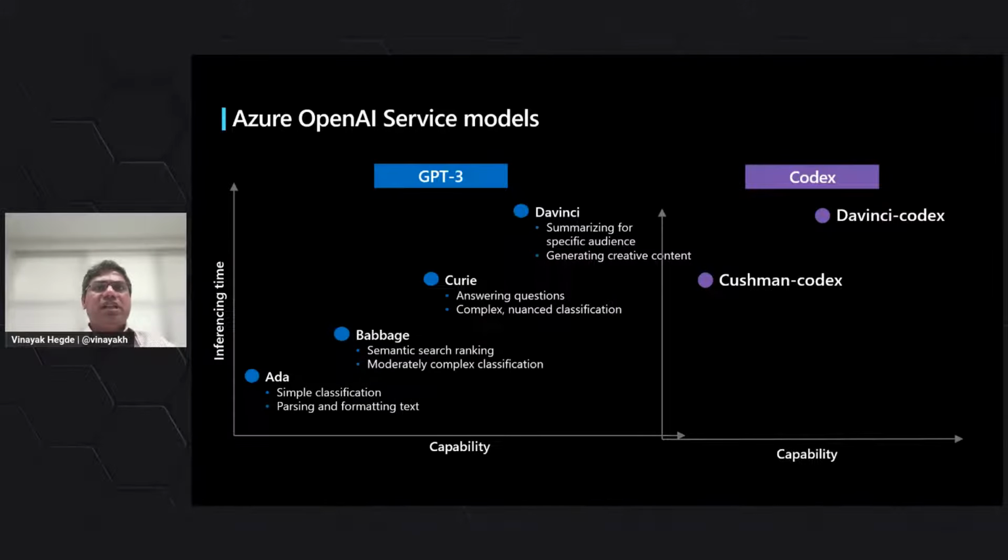So I would suggest that I spend a little bit of time on this slide, because this is important: you need to, in some sense, choose the right model. And also, the pricing is tied to tokens, and we'll talk a little about the pricing later on. But as the inferencing time increases, as the capability increases, the cost of the model also increases, right? So figure out what your use case is. If your use case is simple classification, parsing and formatting text, Ada is fairly capable of doing that. If you want to do semantic search ranking, moderately complex classification, then Babbage works. If you want slightly more nuanced classification, or you want to be able to answer questions, then Curie is good. And if you want to do summarizing or generate creative content, then you have the DaVinci model, which is the most capable of that. And similarly, it is for the Codex models as well.